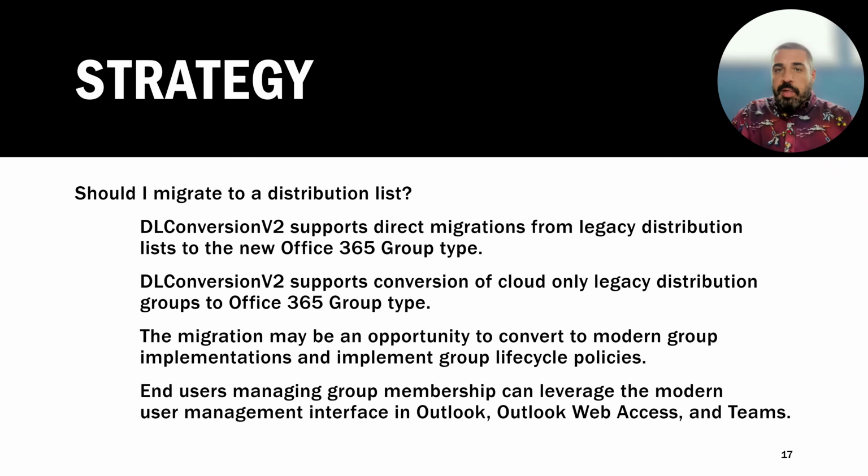One question I also ask when planning for migrations is, should the migration be done to the legacy Exchange distribution list migration module? Keep in mind that in Office 365, there are 3 main group types: distribution, security, and the Microsoft 365 group. The DL Conversion v2 module supports allowing administrators to migrate directly from the legacy distribution list model on premises to the Microsoft 365 group. There's potentially some advantages here. For example, end users can leverage the new membership interface in order to manage membership on their own, and M365 groups can be linked to other platforms such as Teams.